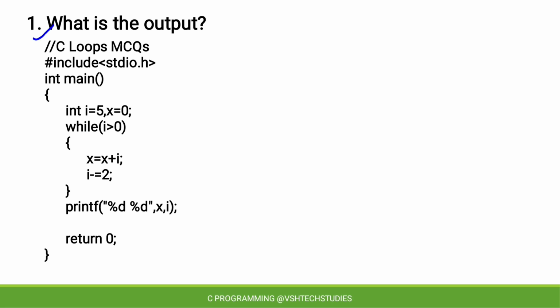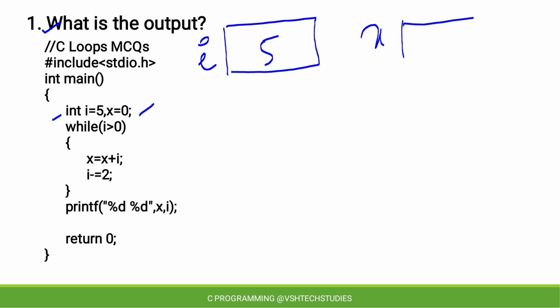Let us solve the first question. In all the questions, a C program will be given that we'll have to trace and get the output first. Accordingly, we can choose the correct option in the given multiple choices. So in the first question, in the declaration line, I and X memory locations are reserved, which can store integer type of data. So I is a memory location in which 5 is stored. Then X is another memory location, in which 0 is stored.